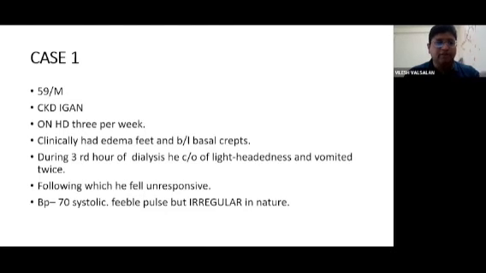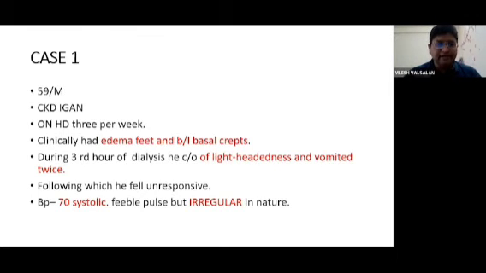So during the third hour of the dialysis, he complained of lightheadedness and he vomited twice. So there were some symptoms of emptiness to him and he vomited. Following which he fell unresponsive. The blood pressure at that point of time was around 70 systolic. And most importantly, the sister found that there is some feeble pulse, and that pulse is very irregular in nature.